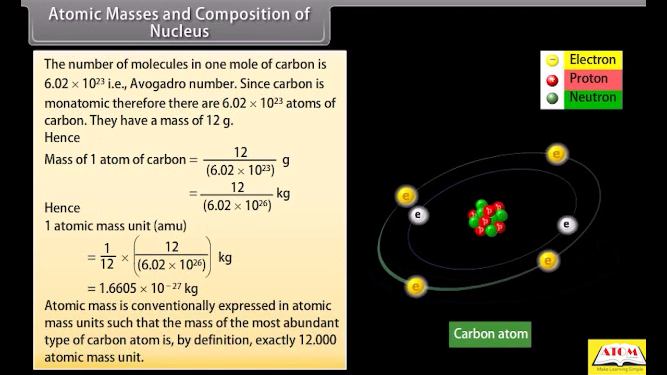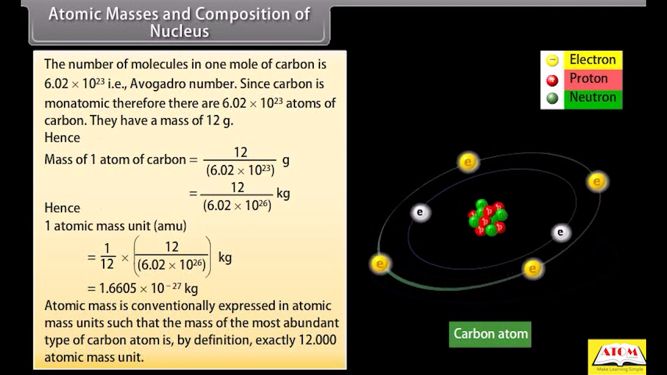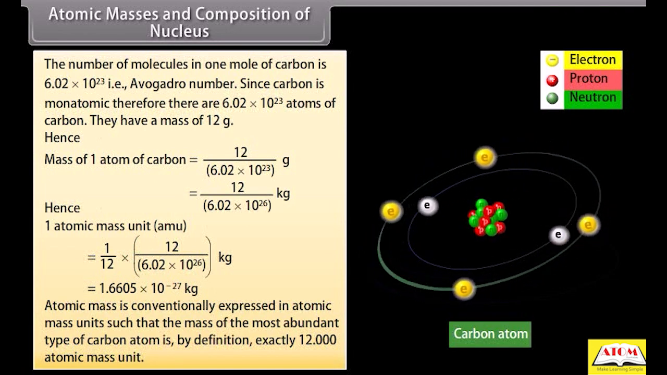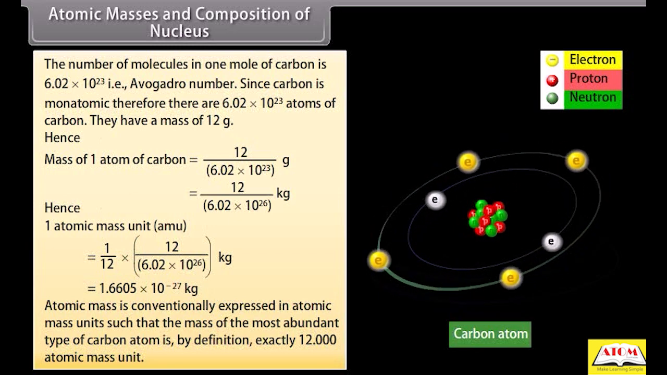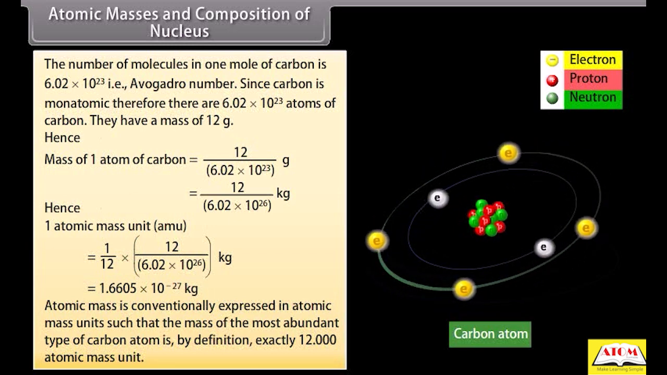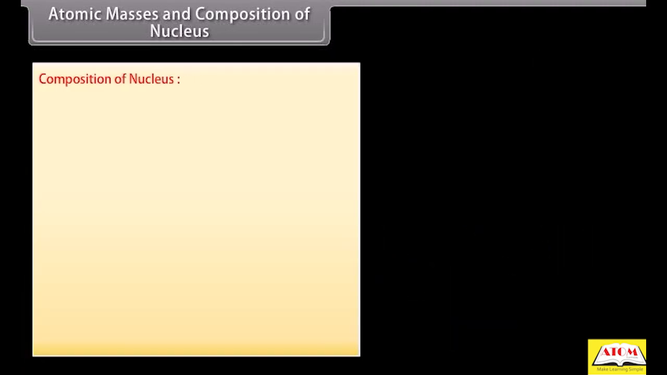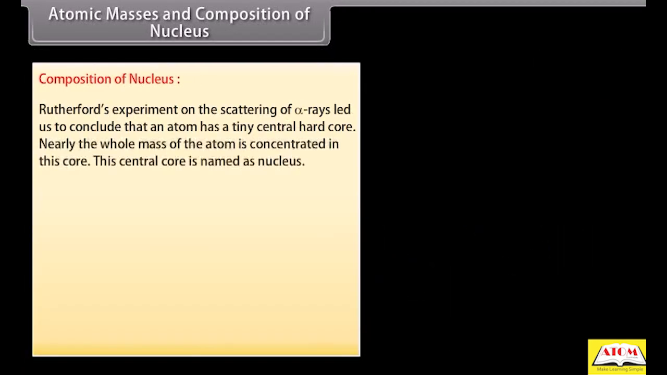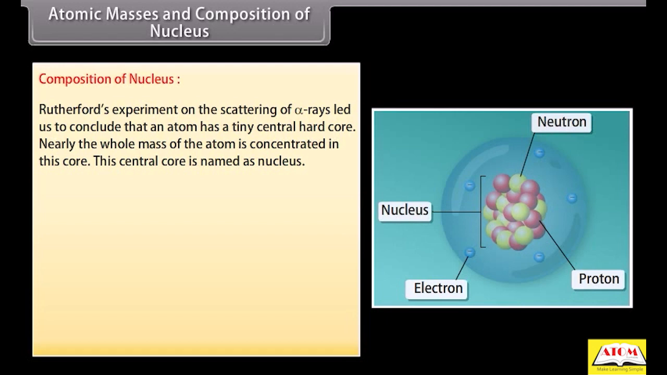Atomic mass is conventionally expressed in atomic mass units, such that the mass of the most abundant type of carbon atom is, by definition, exactly 12 atomic mass unit. Composition of nucleus. Rutherford's experiment on the scattering of alpha rays led us to conclude that an atom has a tiny central hard core. Nearly the whole mass of the atom is concentrated in this core. This central core is named as nucleus.